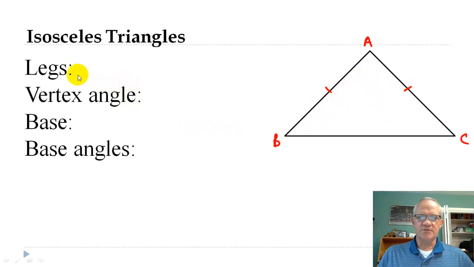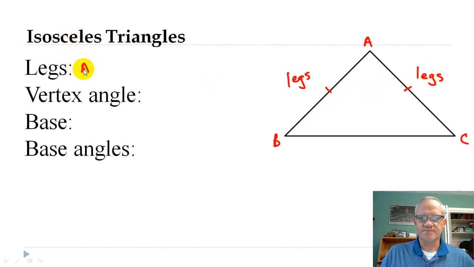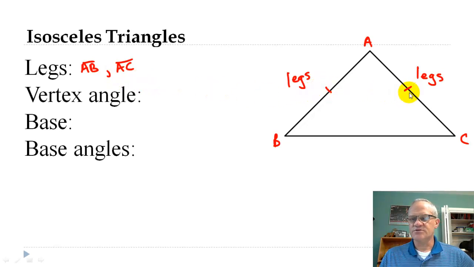So these are the sides that are the same in this isosceles triangle. A couple of terminology things you might want to know. First of all, legs. When we're talking about an isosceles triangle, the legs are the congruent sides. So in other words, these are the two legs here: line segment AB and line segment AC.